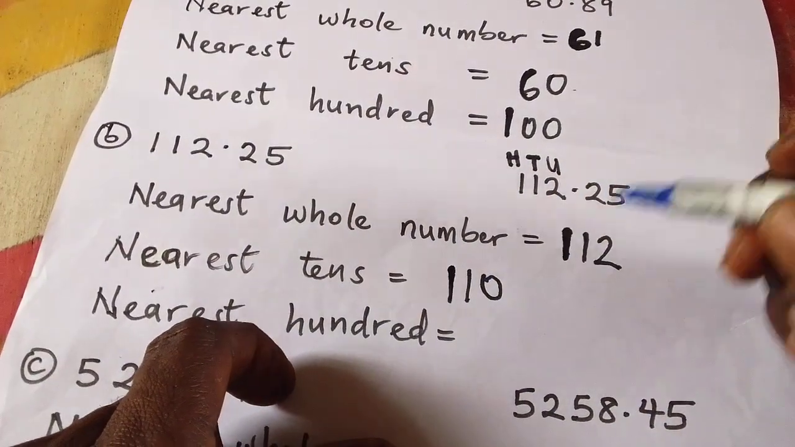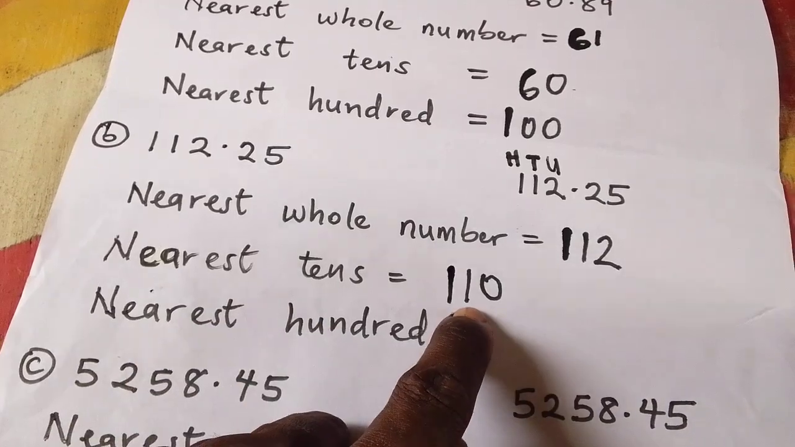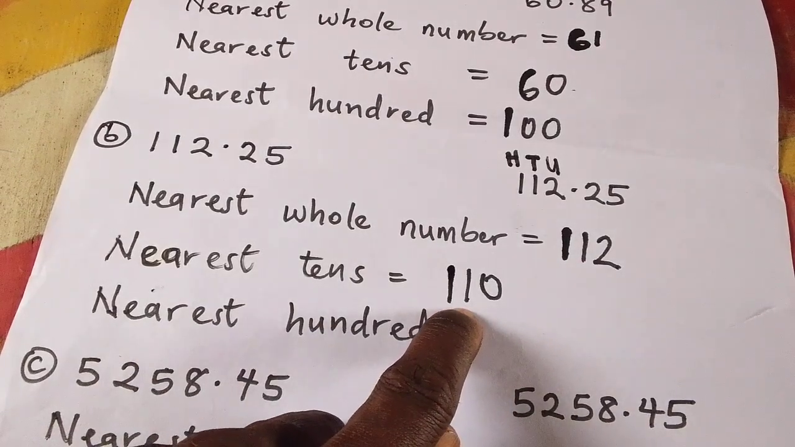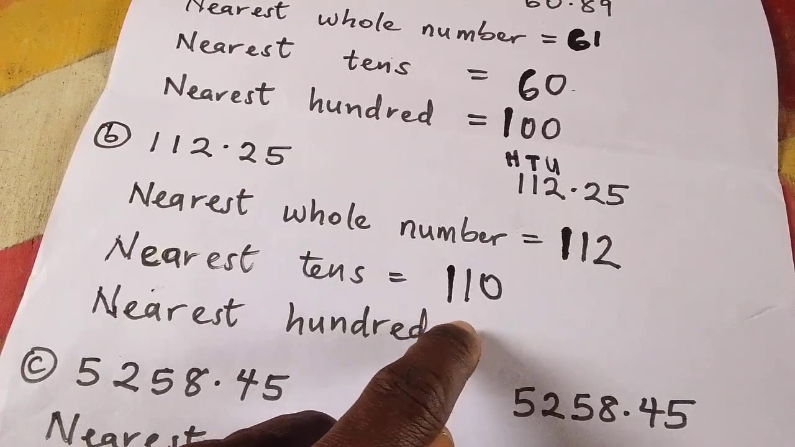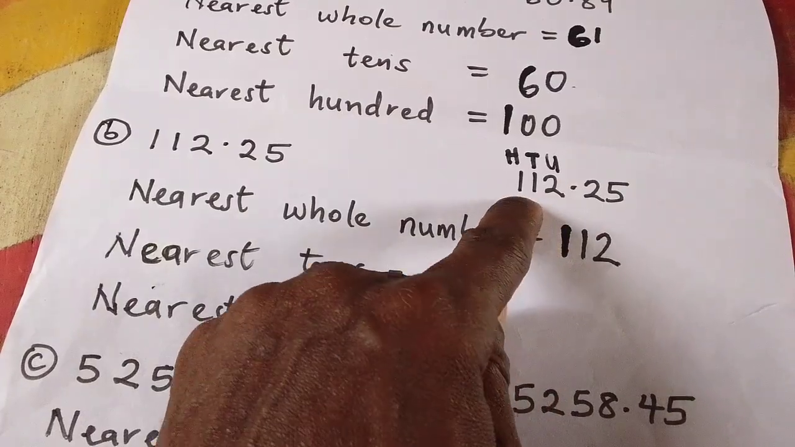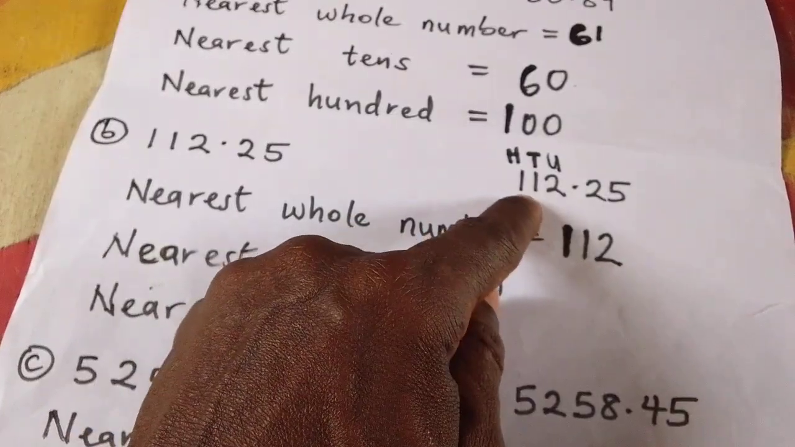110. So this 0 will turn to, this 2 will turn to 0. So this is to the nearest tens, 110. If you are to do it to the nearest 100, now what do we have under 100? We have 1. We have 1 under 100.